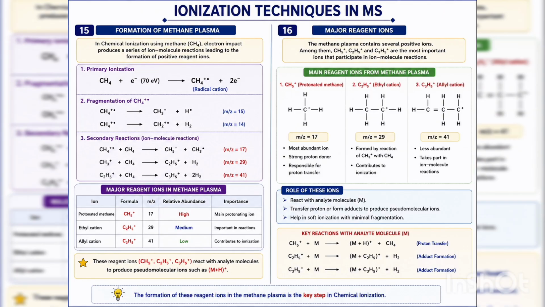After that, C2H5+. This can participate in proton transfer and related reactions. C3H5+. This can also contribute to reaction with analyte molecules. Their main role is to react with the analyte and generate molecular weight related ions. This is the fundamental difference between EI and CI.